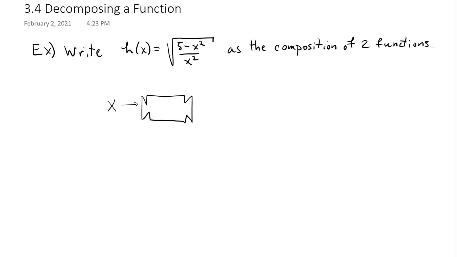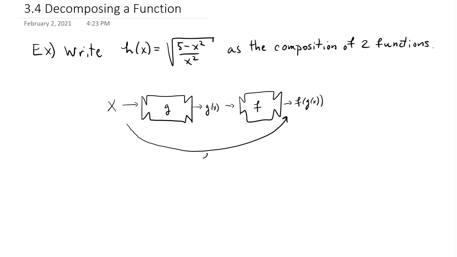Maybe we can call one g and the other one f, so that when you process x through g and then through f, what you end up with in the end is something that's equivalent to h. So you could replace these two function machines by a single one called function h. Okay, and that would be h of x. So that's the idea here.